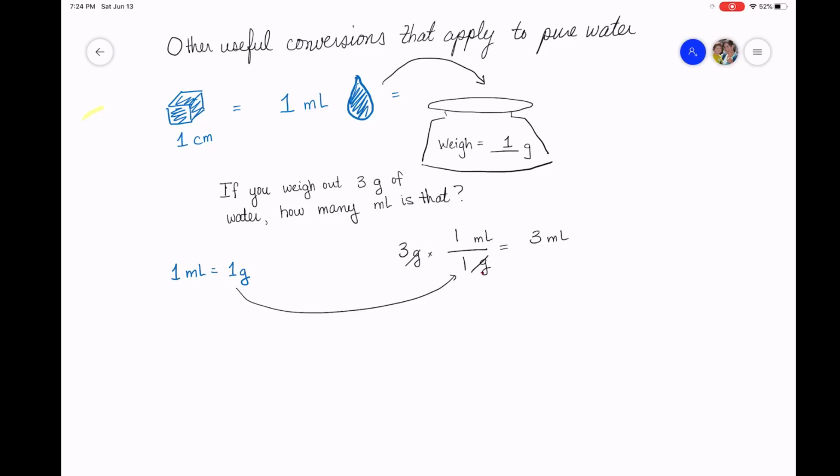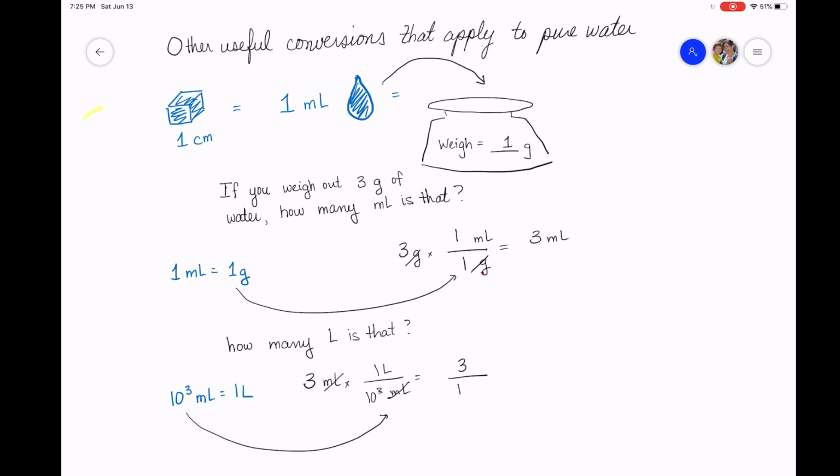Now what if I were to ask you how many liters of water is in 3 grams of water? So if you weigh out 3 grams of water, how many liters is that? Again, we're just adding another step to this conversion where we have to go from milliliters to liters. So let's watch. We know that we have 3 milliliters of water. We're going to put 10 to the 3 down at the bottom, 1 liter at the top, and that gives us 3 over 10 to the 3 liters. That's the same thing as 3 times 10 to the negative 3 liters, which if you plug in a calculator is 0.003 liters.